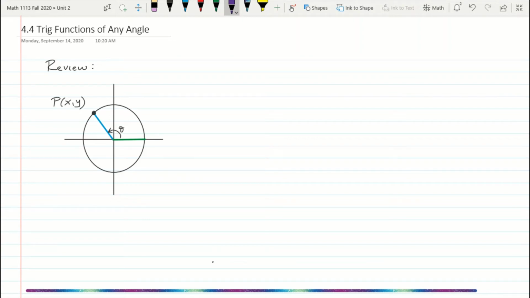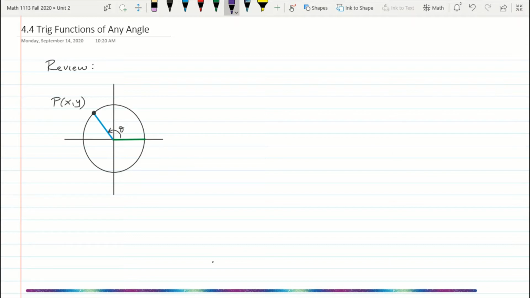In 4.4, we're going to talk about trig functions of any angle. We're going to evaluate some angle theta by sine, cosine, tangent, and the other functions. And it's not just going to be any angle in the first quadrant, right? So that's what we mean by any angle.